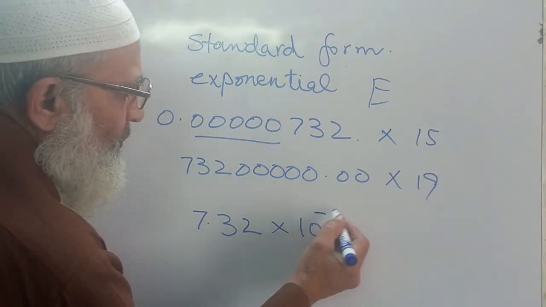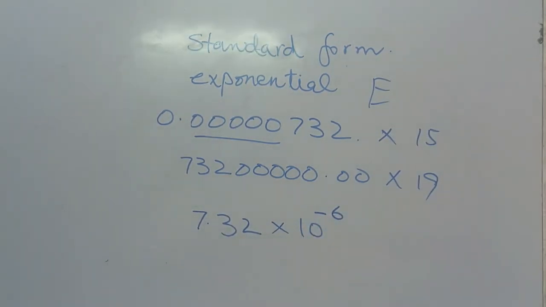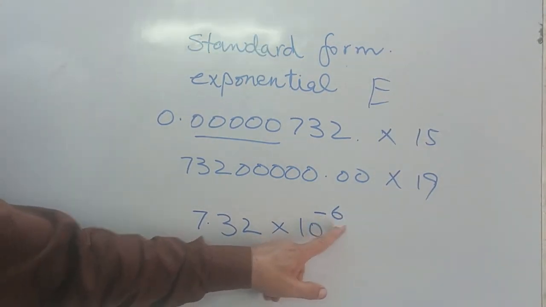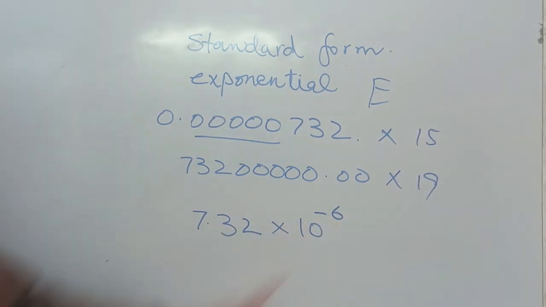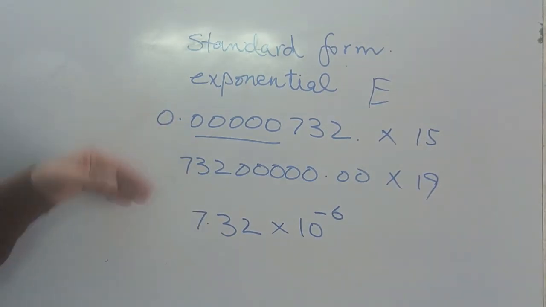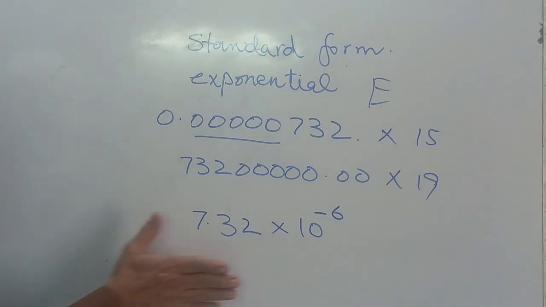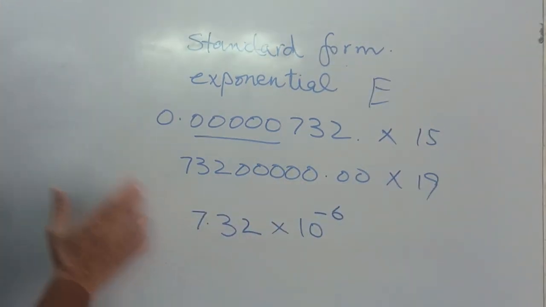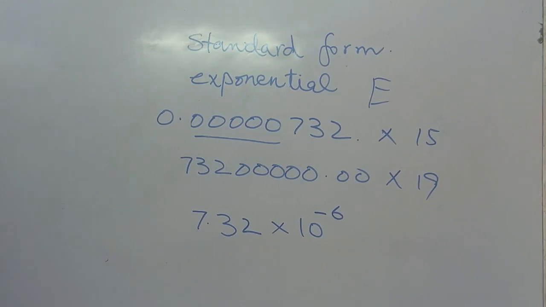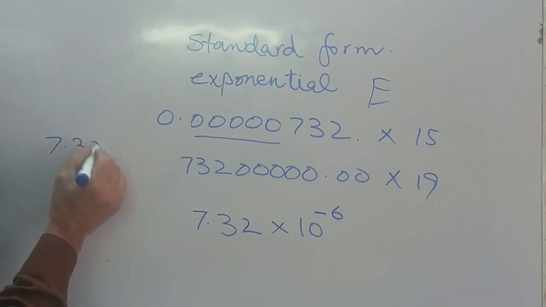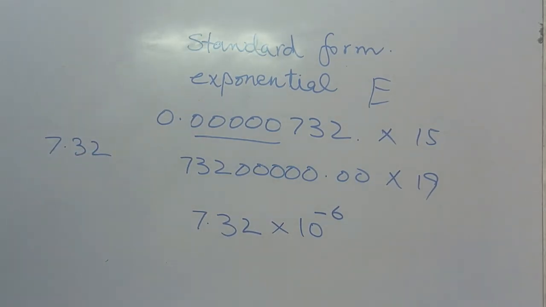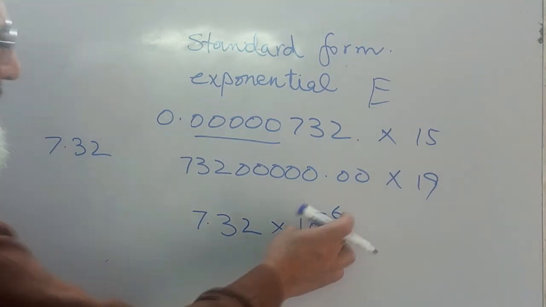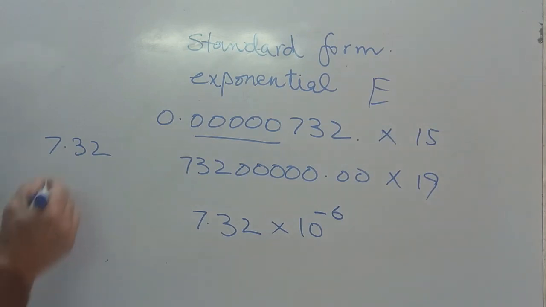Going to the point, it reduces, so it is minus: 10 raised to the power minus 6. If you reverse the process, you will see that this whole thing will become again like this. I'll be doing it for you. Now what is it? 7.32 multiplied by 10 raised to the power minus 6, which means it is going downwards.